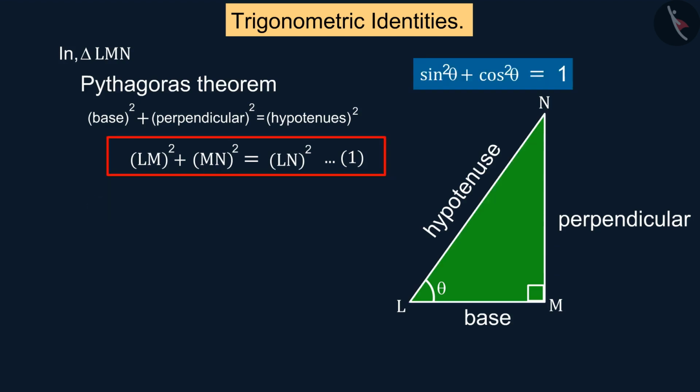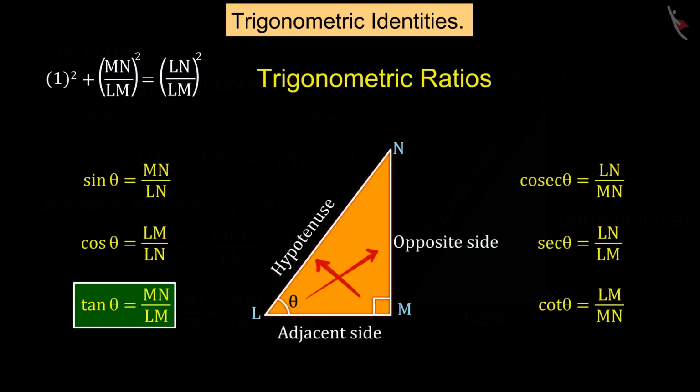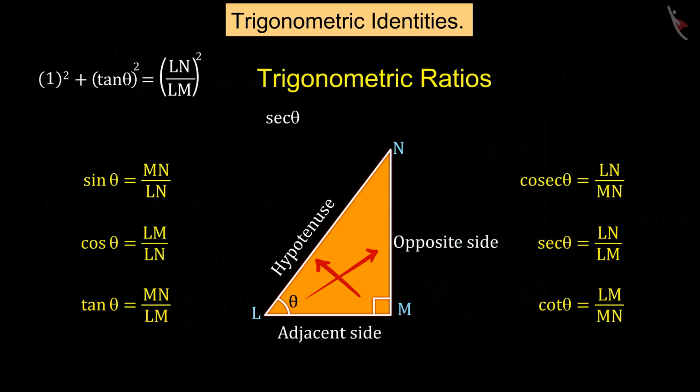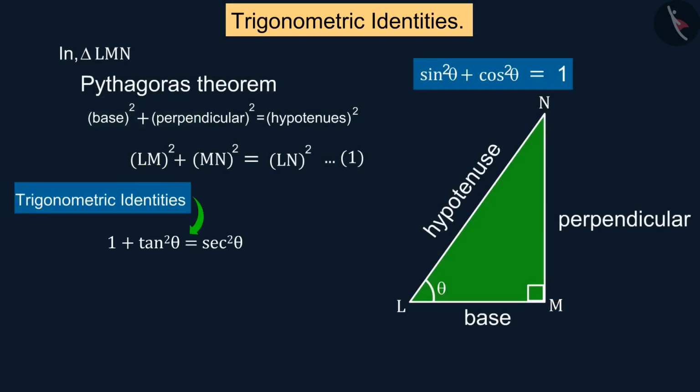Let's see. The following equations are obtained by dividing both sides of equation 1 by the square of LM, where we use trigonometric ratios tan theta equals MN upon LM and sec theta equals LN upon LM along theta, from which we get 1 plus tan square of theta equals sec square of theta, which is a trigonometric identity where the value of theta is greater than or equal to 0 degrees and smaller than or equal to 90 degrees.